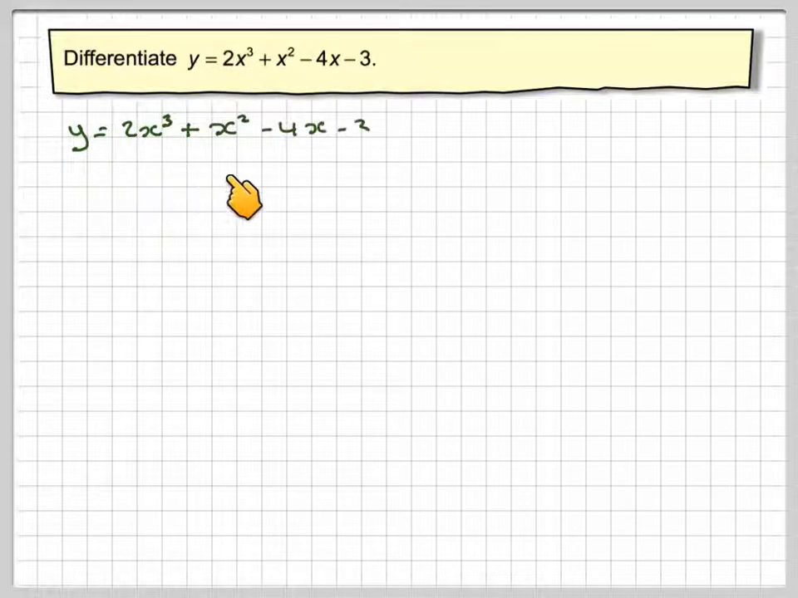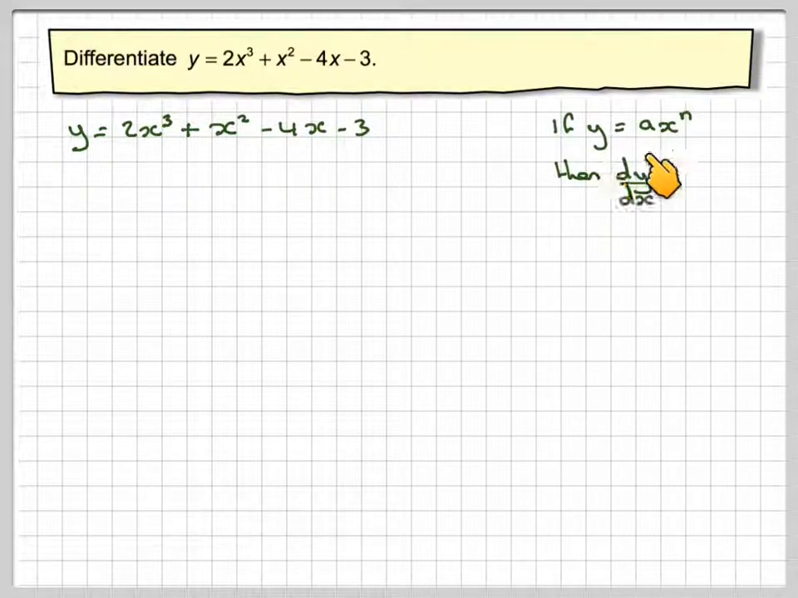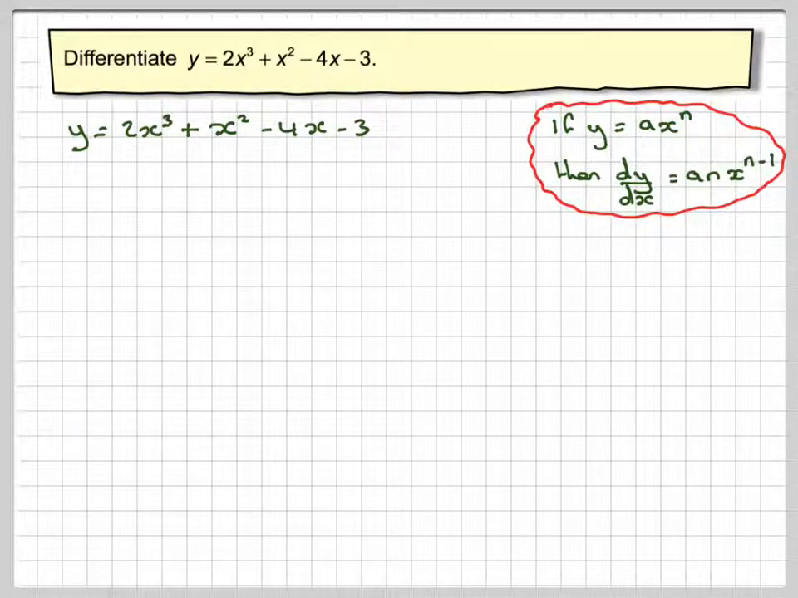So we write down the function, and the rule for differentiation is if y is equal to ax to the n, then you take the power, bring it down in front with the a as well, write down the x, and then reduce the power by 1. And you need to apply that to each of these terms one by one, taking into account the sign which is in front of each part of the expression.